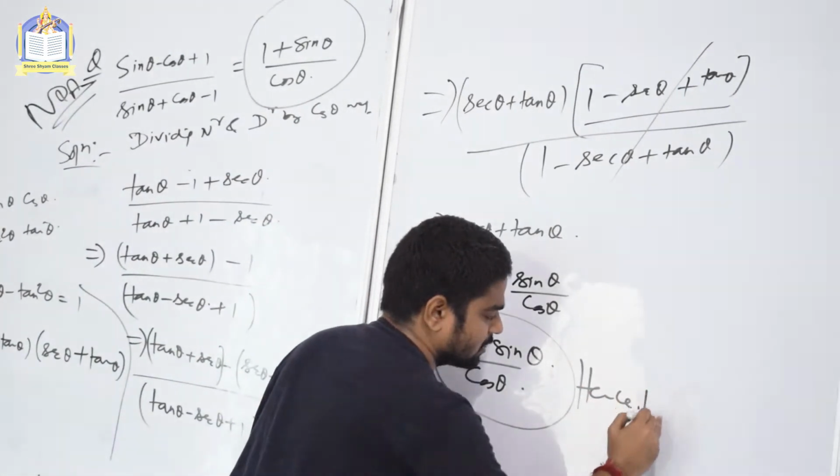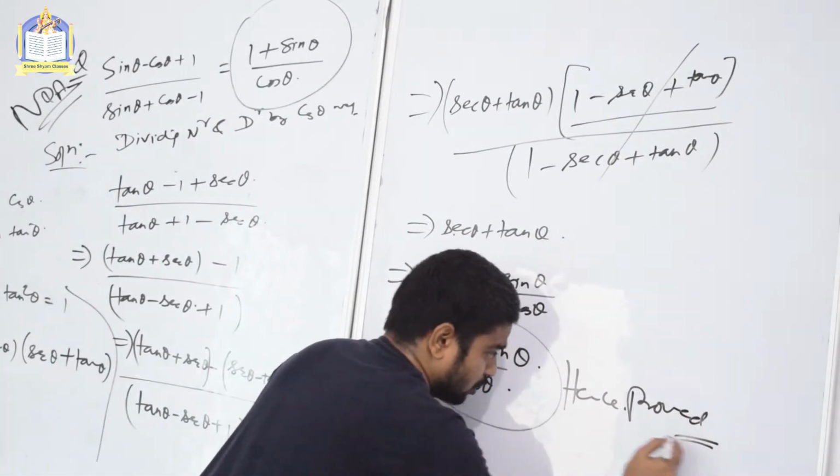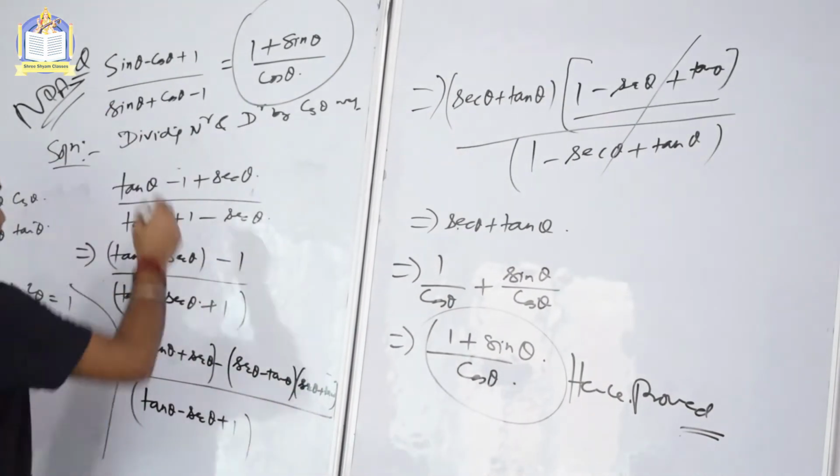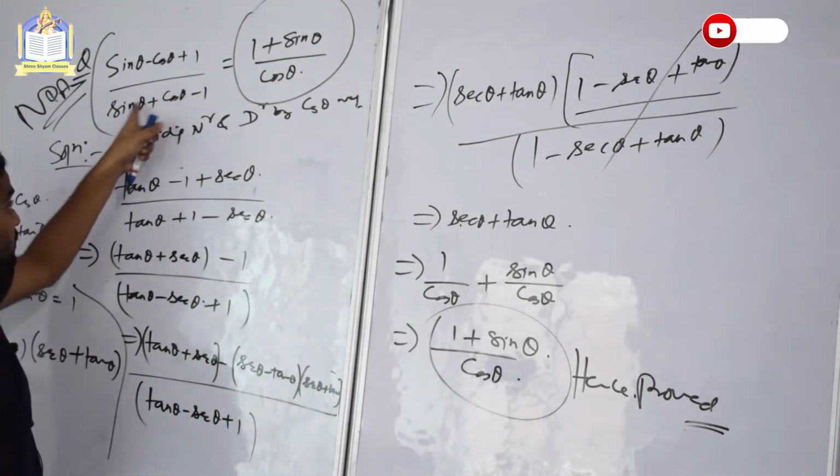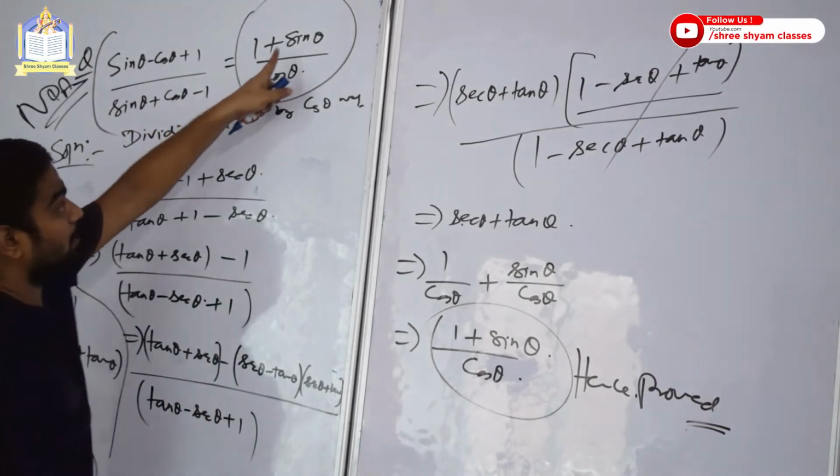Okay, hence proved. So we were required to prove this identity, right? Sin theta minus cos theta plus 1 by sin theta plus cos theta minus 1 gives 1 plus sin theta by cos theta.